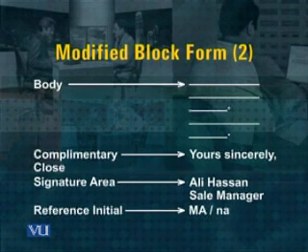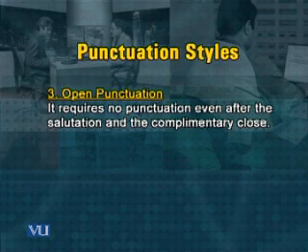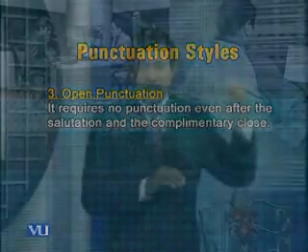What is this close punctuation and open punctuation? Open punctuation means that no line of the heading and no line of the inside address is punctuated. No comma is put, no full stop is put, because it gives ease to the composer, to the typist, that they don't have to put comma, full stop or other punctuation marks that show the end of a line. Similarly, no comma is put after the salutation and complimentary clause in open punctuation form.